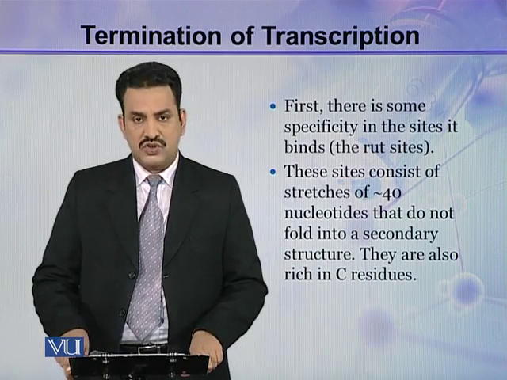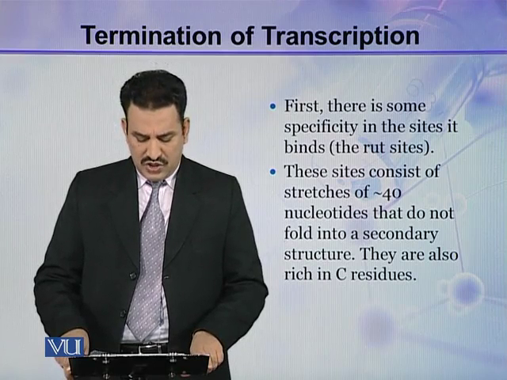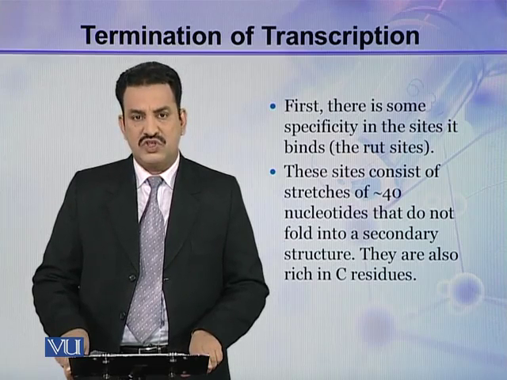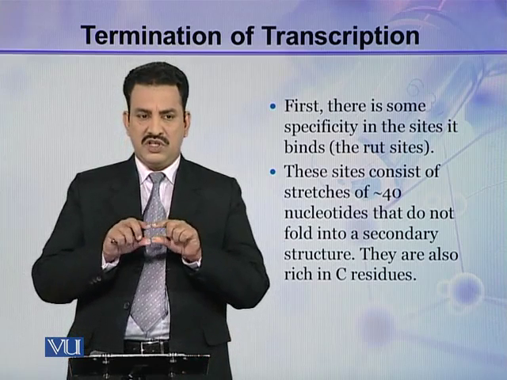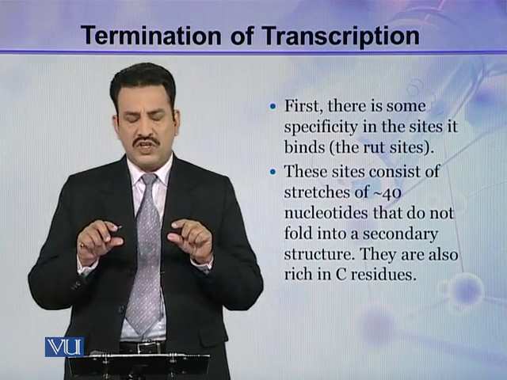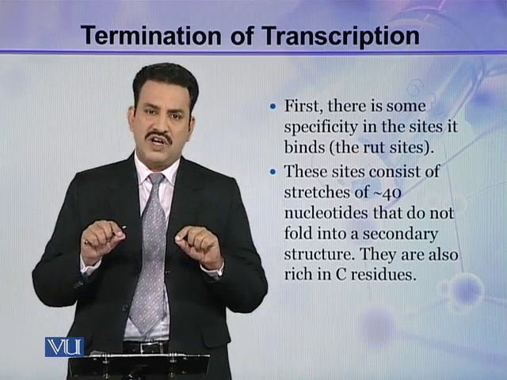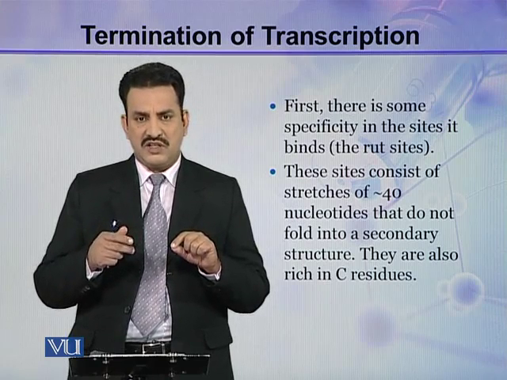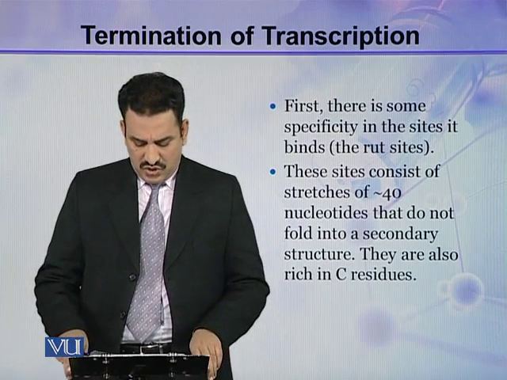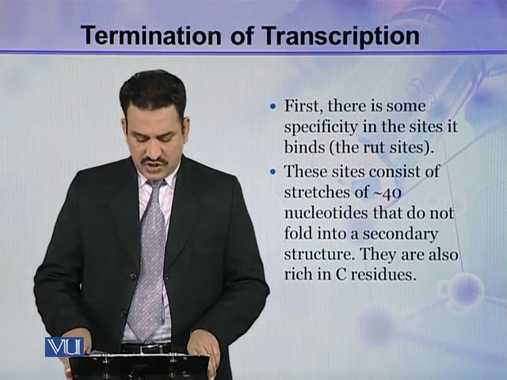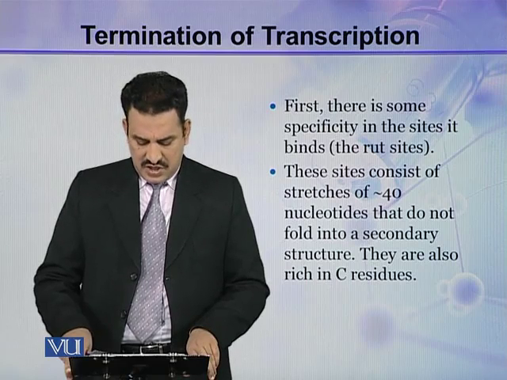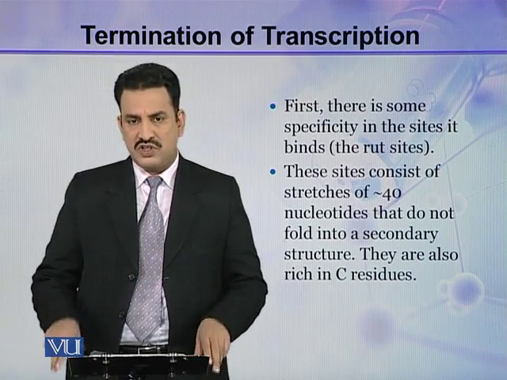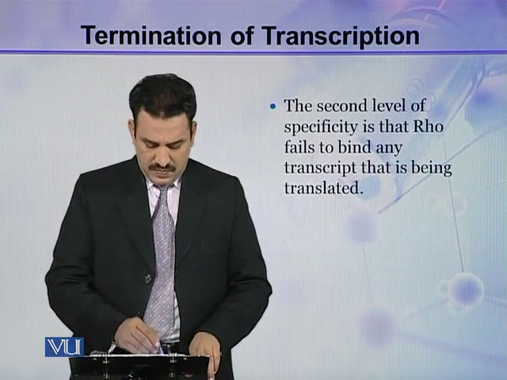These sites consist of stretches of about 40 nucleotides that do not fold into a secondary structure. So there is a sequence of about 40 nucleotides, and these remain in primary structure, that is, they are not double-stranded, rather they are single-stranded. So Rho binds to these sites. They are also rich in cytosine residues.